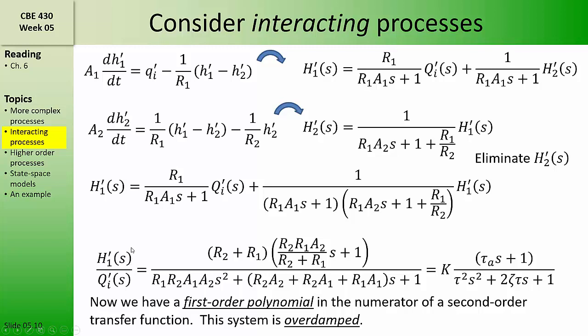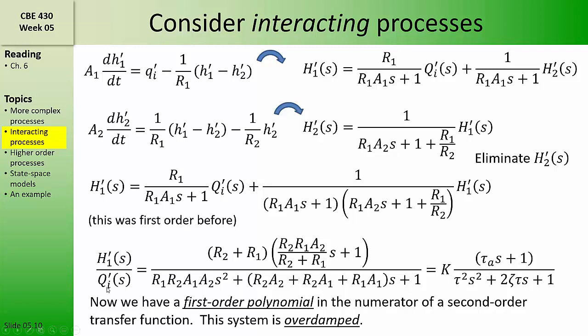But because the first tank is coupled to the second tank, we see that our tau a term contains the area and resistance for the flow out of the second tank. And the tau and zeta terms in the denominator of this transfer function also depend upon the features of the second tank. You can show that for meaningful values of R1, R2, A1, and A2, this second-order transfer function is overdamped. That is, zeta should be greater than 1.